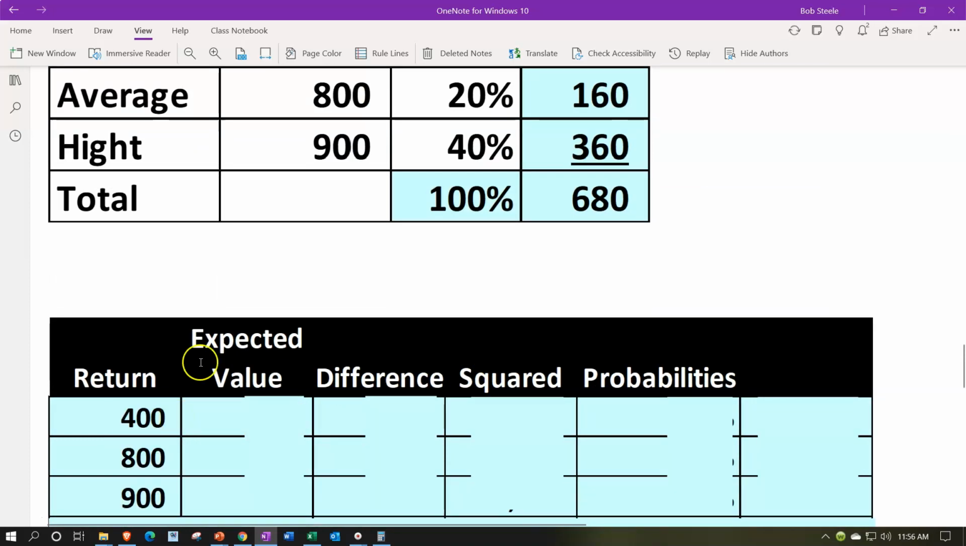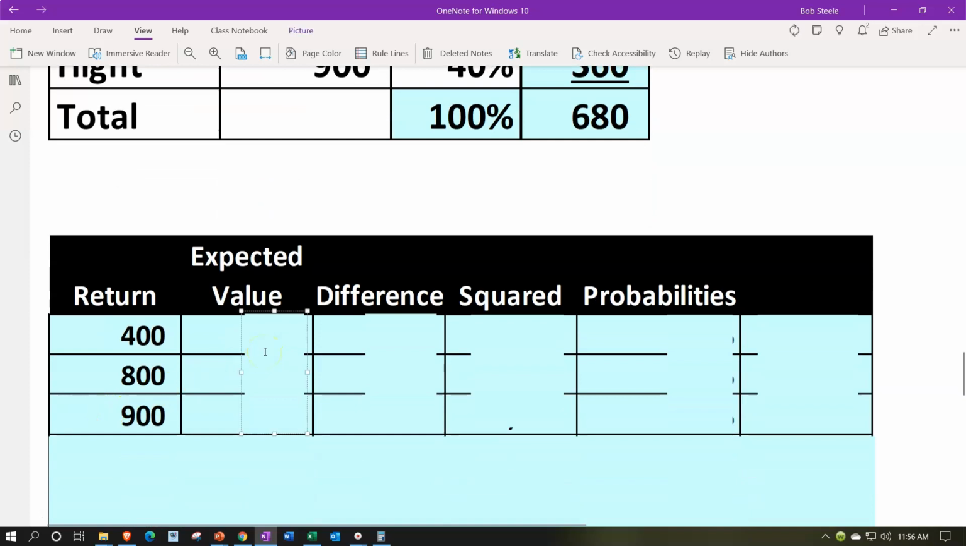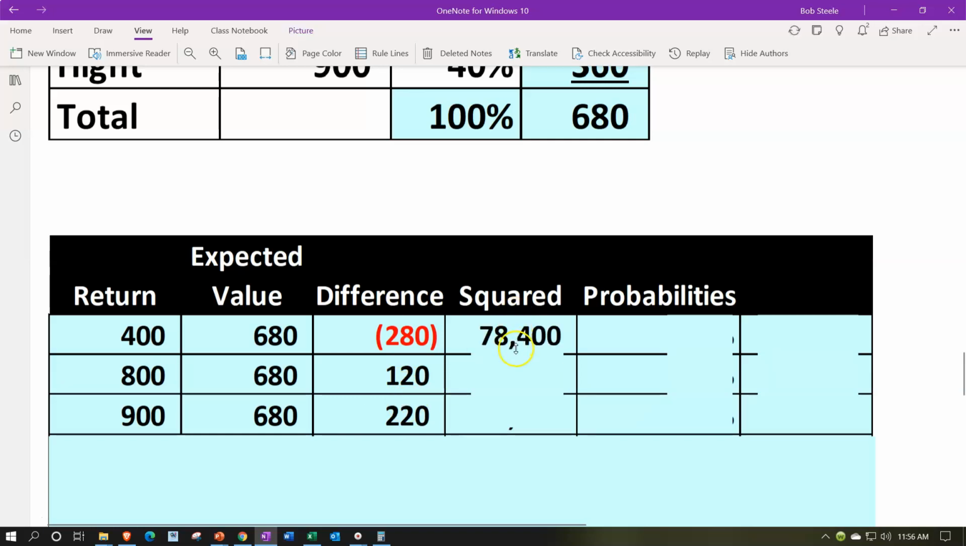The returns are the 400, the 800, the 900. The expected value we calculated at the 680. The difference, the 400 minus the 680, negative 280. The 800 minus the 680, the 120. The 900 minus the 680, the 220. The negative 280 squared, 78,400. 120 squared, 14,400. 220 squared, 48,400.